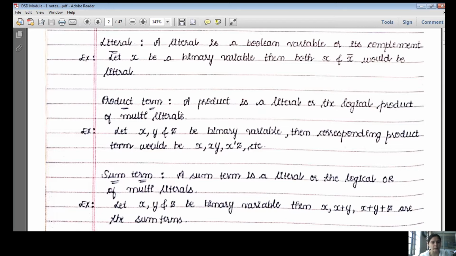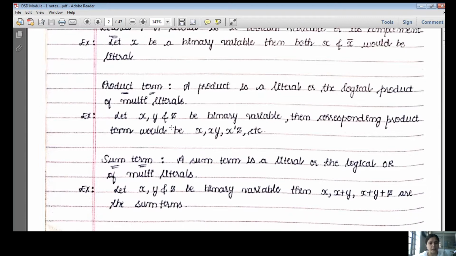Next, product term. A product term is a literal or a logical product of multiple literals. Suppose x, y and z are binary variables. Then only x is also a product term, xy is a product term, xz is a product term, or x bar y, y bar z, y bar z bar, all are called product terms. Product in the sense of multiplication.